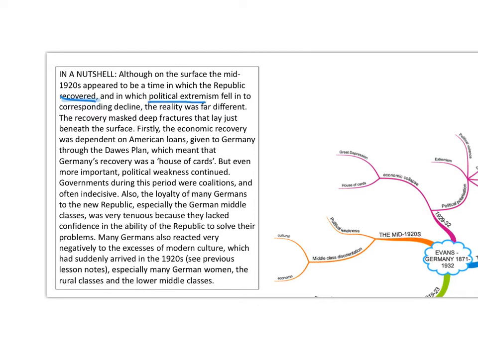The Nazis were not getting much support at that time. So it looked as if support was moving back to the middle of the spectrum, the parties that backed democracy. But the reality was actually very different. And the point is that the recovery masked deep problems that were just below the surface. And there were several of them.